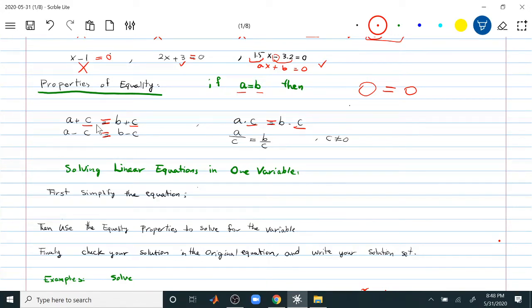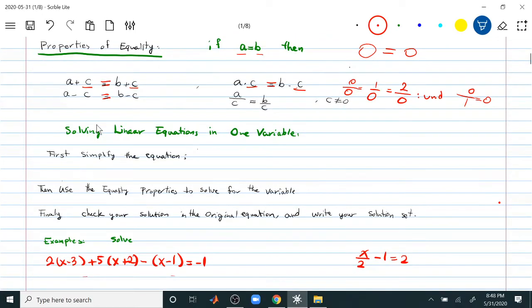Same with division. Just make sure that when you divide, you cannot divide by 0. If you divide by 0, you have an undefined value. You cannot have 2 divided by 0. This is undefined. The same as 1 divided by 0. These are undefined values. You never divide by 0. Even 0 over 0 is still undefined. Do not make this mistake. On the other hand, 0 divided by 1 is well defined and it is 0. This is important, do not make this mistake.